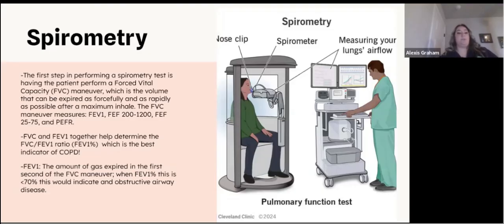FVC and FEV1 together help determine the FEV1%, or the FEV1 over FVC ratio, which is the best indicator of COPD. So FEV1 is the amount of gas expired in the first second of the FVC maneuver. When the FEV1% is less than 70, this would indicate an obstructive airway disease. So the main point here: less than 70% indicates you have COPD.